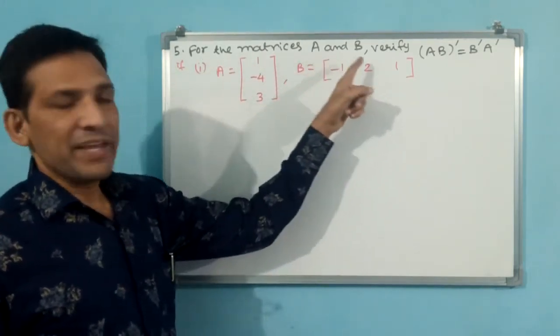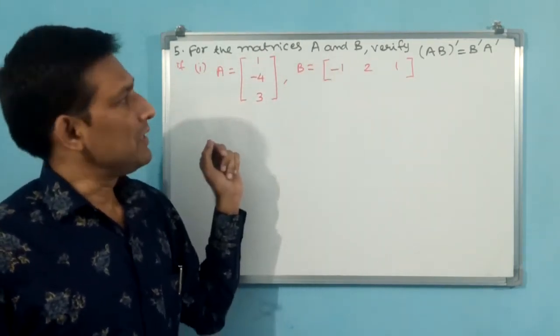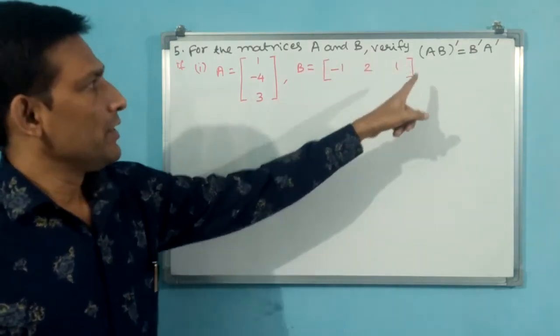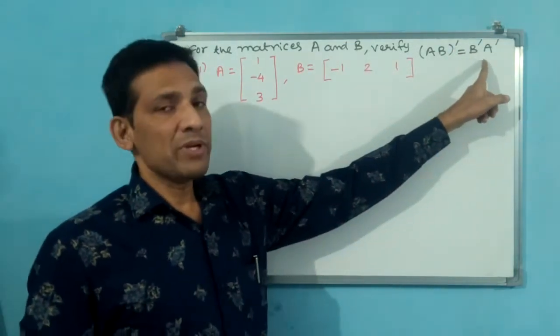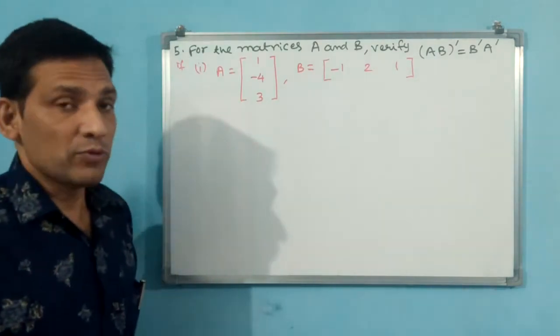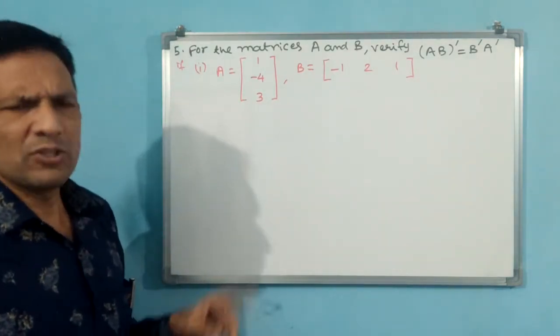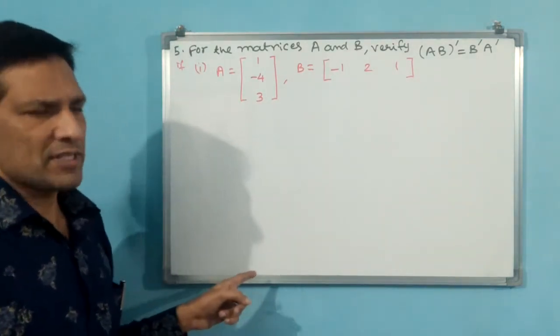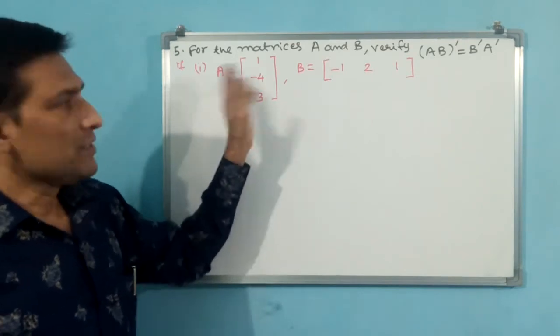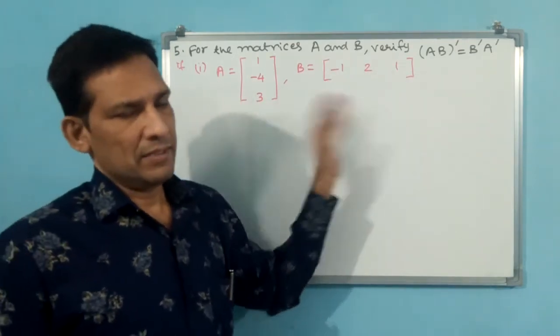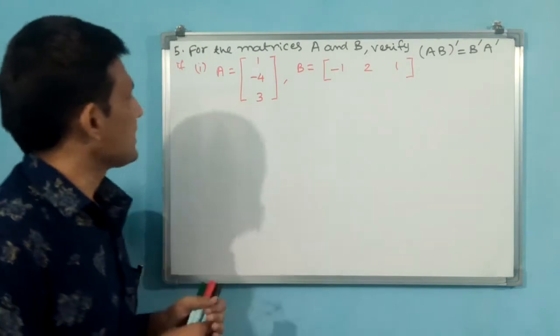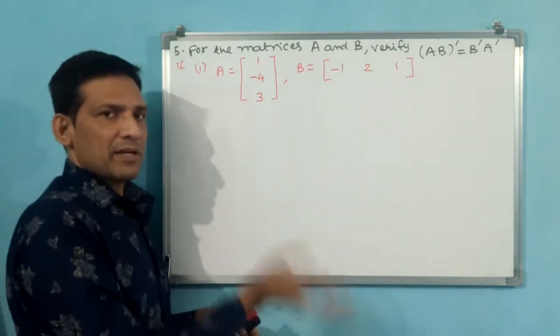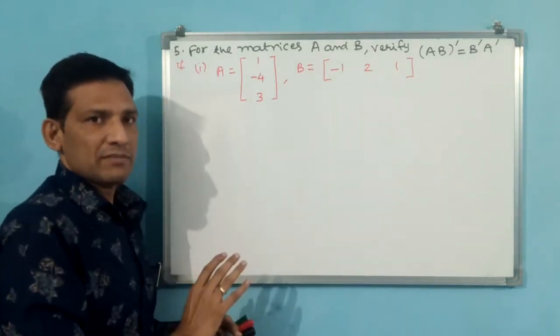For the matrices A and B they have given, verify (AB) transpose is equal to B transpose A transpose. This we know, we have seen this even with 2 by 2 in concepts. Now they are giving 3 by 1 and 1 by 3. Okay. Let us see. Two parts are there. This is the first part, and the second part we are also going to take after finishing this one.